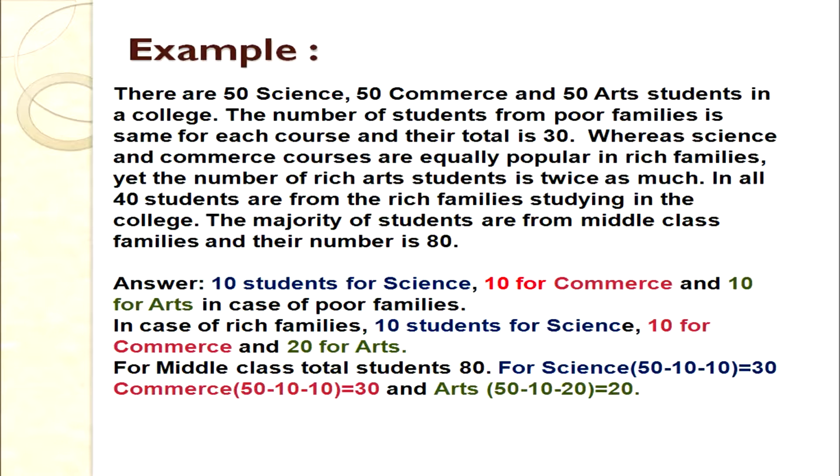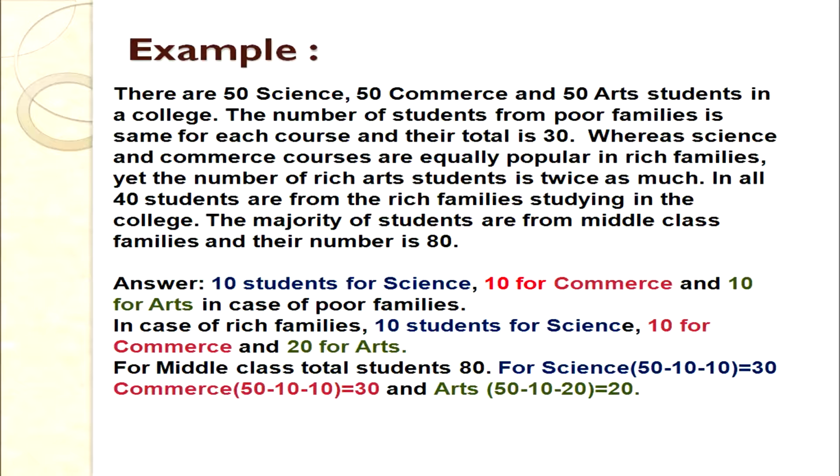Now, the family category is poor. So, they are talking about the economic status right now. Next, whereas science and commerce courses are equally popular in rich families. Now, we are talking about rich families, right? Next, they are talking about yet the number of rich art students is twice as much. They are giving us specific information. So, point by point, we are picking each of the information and analyzing it.